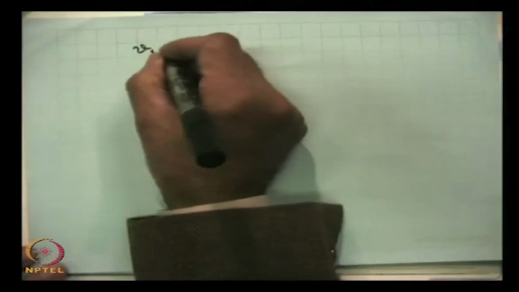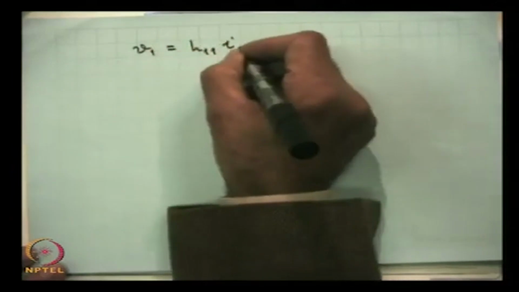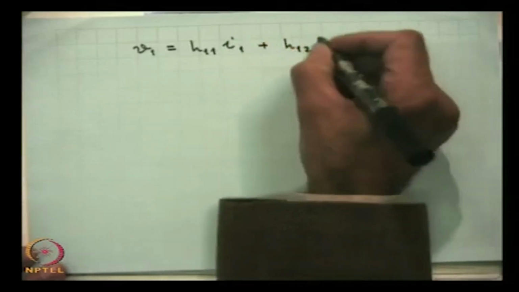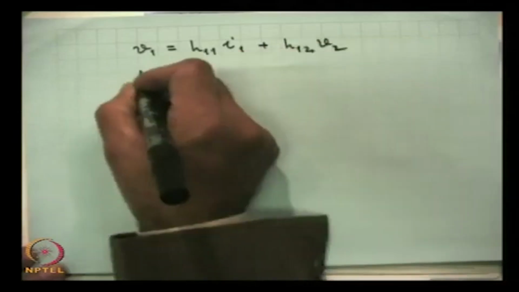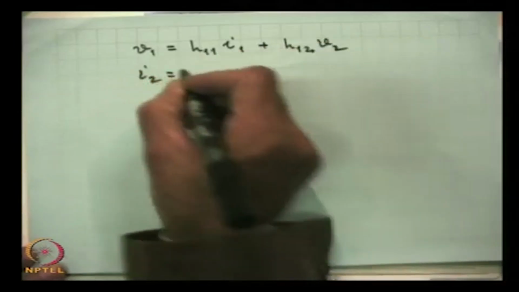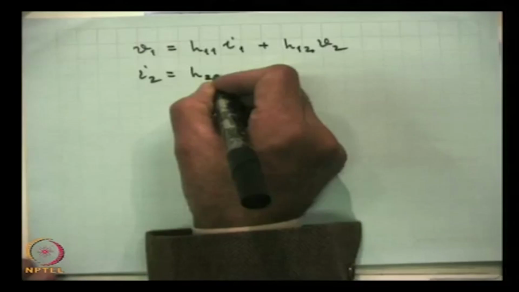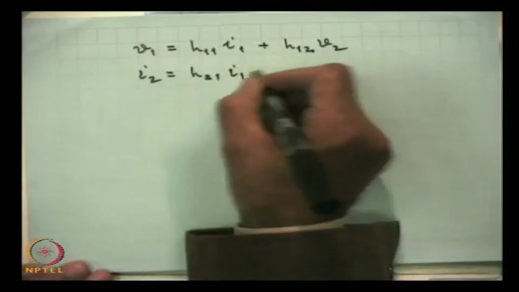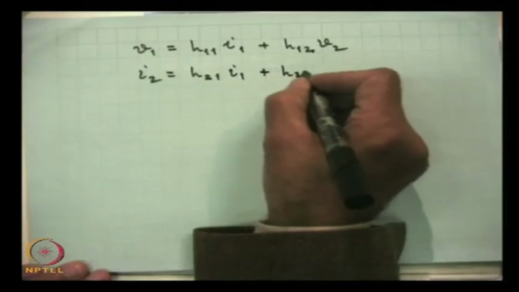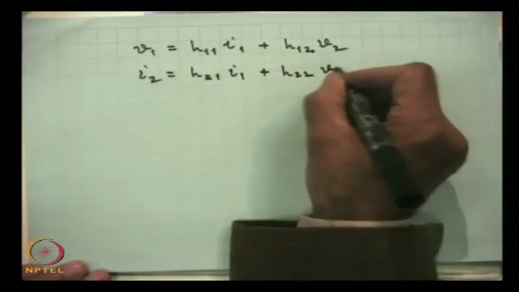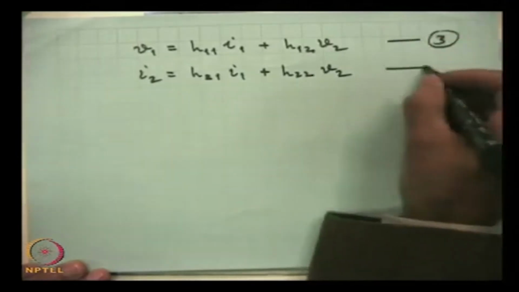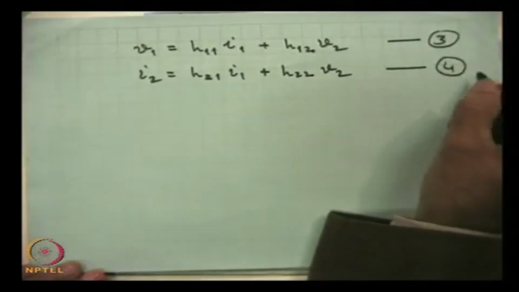Then we can write these equations 1 and 2 like this. V1 equal to H11 I1 plus H12 V2 and I2 is equal to H21 I1 plus H22 V2. This we call equation 3 and this we call equation 4.